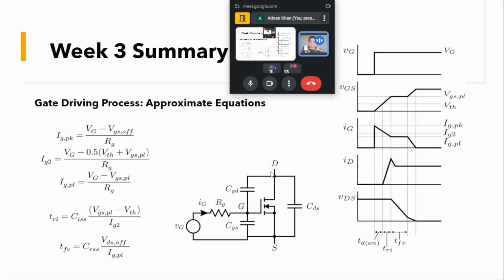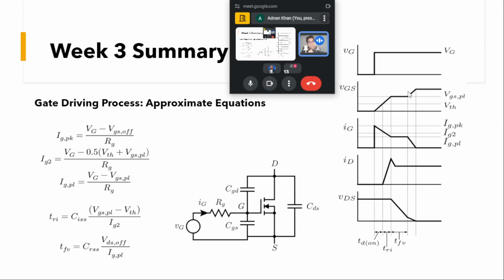Similarly, if you want to calculate the value of IG2 that has been depicted here, that is during the half of the rise time, we can see what is the voltage across the VGS at that time, which we will subtract from the VG and divide. If you see the half of it, it will be half of VTH plus VGS plateau. That plateau is the Miller plateau, we call it the VGS plateau, and that will be the voltage across this RG divided by RG. That will give us IG2 at that time.